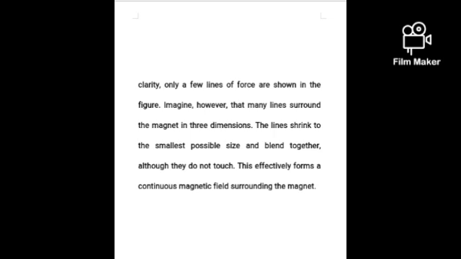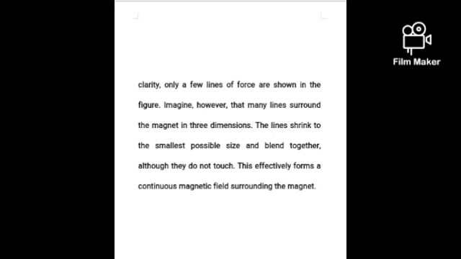A permanent magnet such as the bar magnet shown below has a magnetic field surrounding it. You can visualize the magnetic field as consisting of lines of force, or flux lines, that radiate from the North Pole to the South Pole and back to the North Pole through the magnetic material.